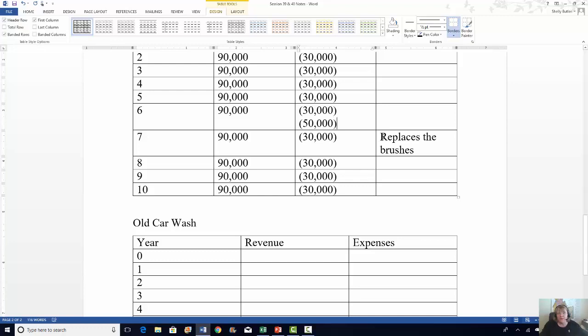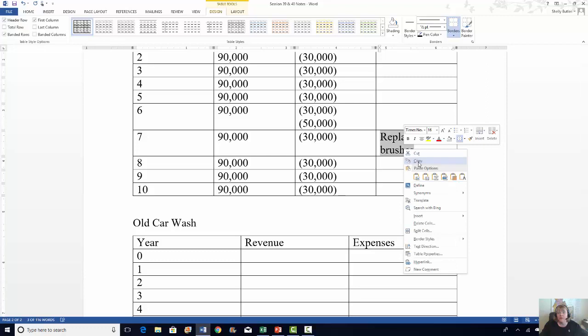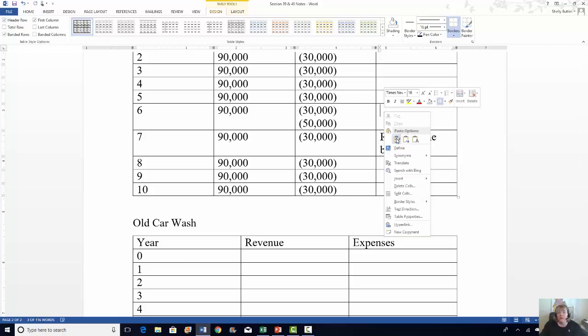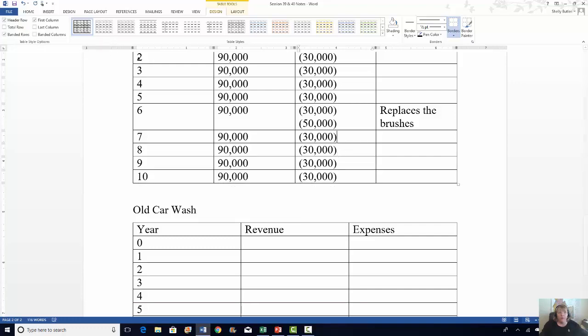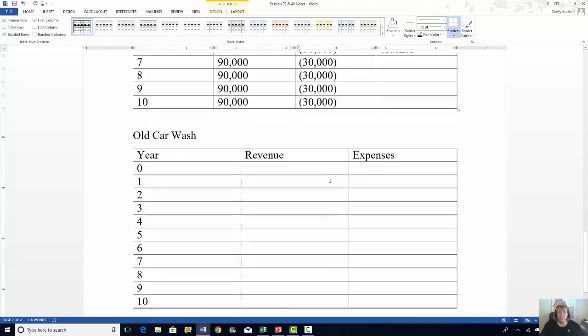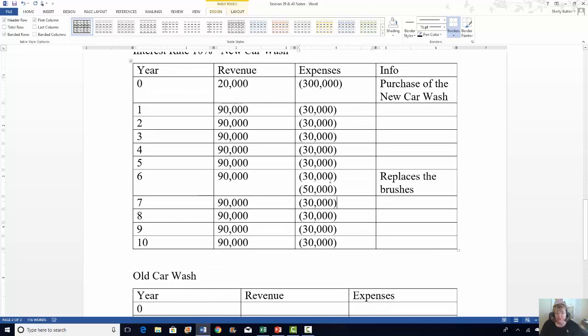On year 6, because that changes everything, right? With the factor.